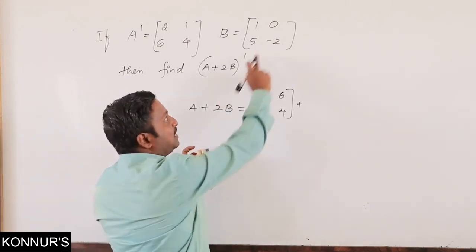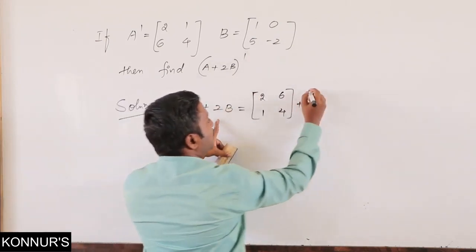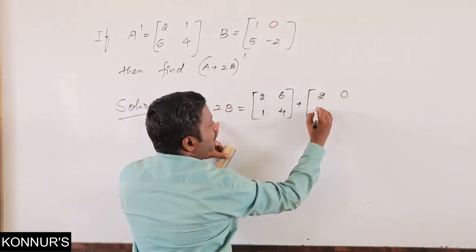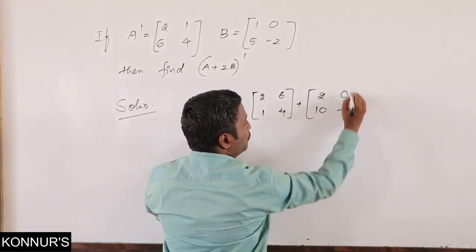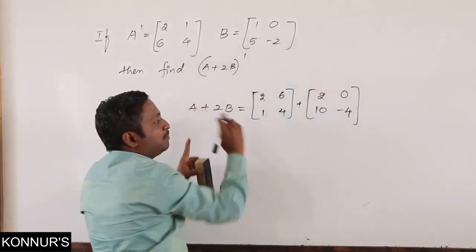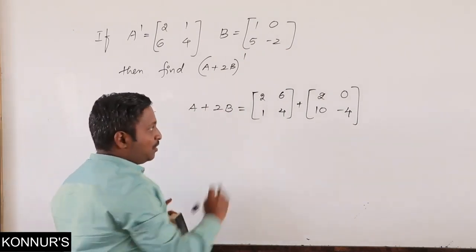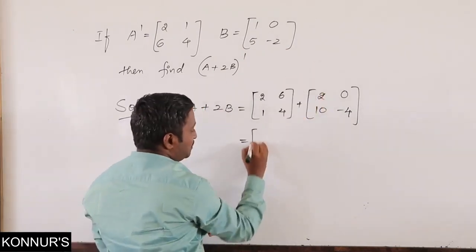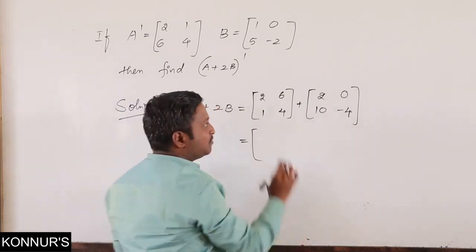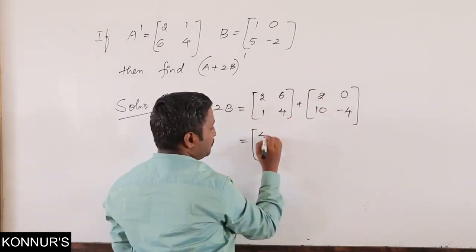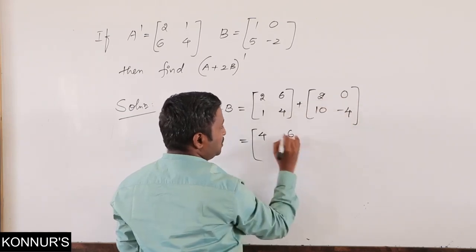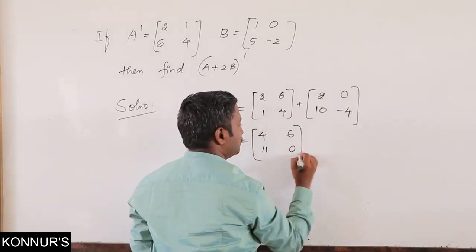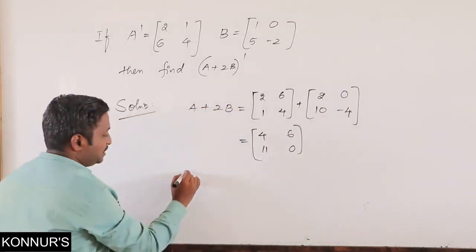2 into B: the entire matrix B is multiplied by 2. 2 into 1 is 2, 2 into 0 is 0, 2 into 5 is 10, 2 into minus 2 is minus 4. This is the B matrix multiplied by 2. If you are not getting it, just rewrite it as 2 into B matrix. Next step, adding the matrices becomes so easy. 2 plus 2 becomes 4, 6 plus 0 is 6, 1 plus 10 is 11, 4 minus 4 is 0. This is the A plus 2B matrix.